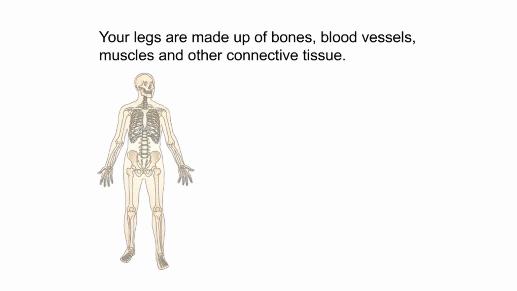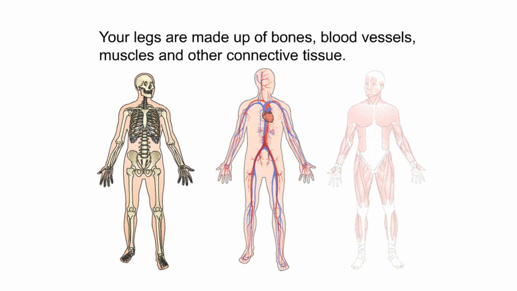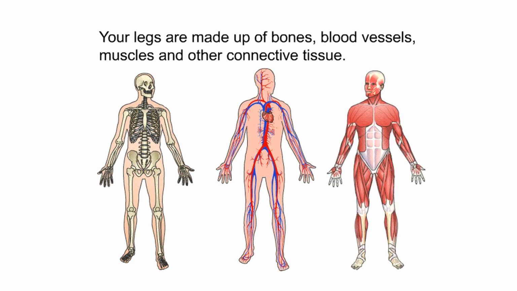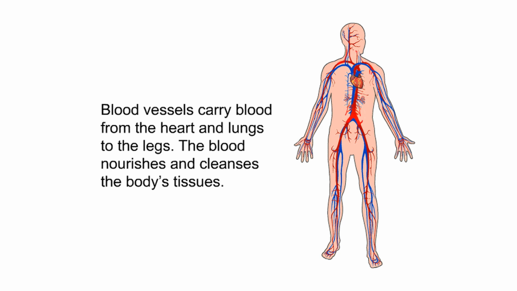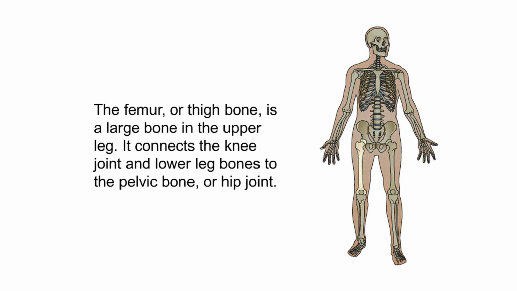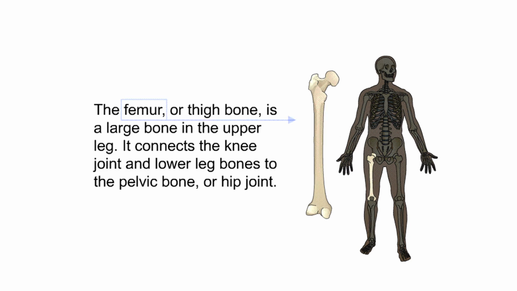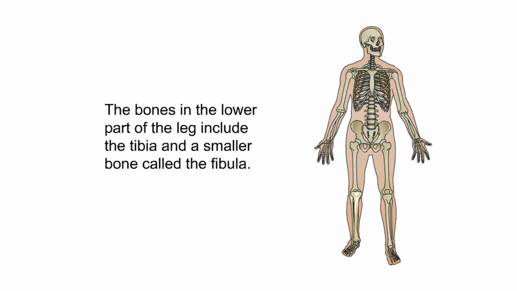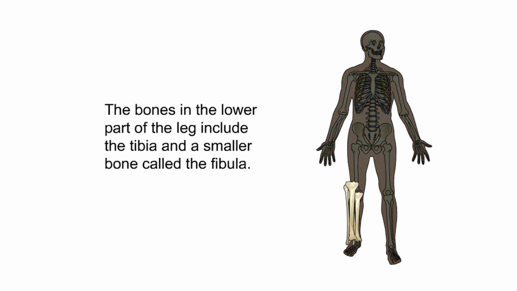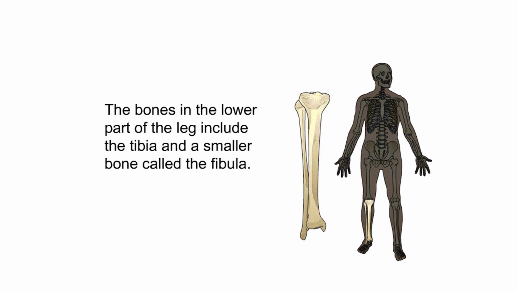Anatomy of the legs. Your legs are made up of bones, blood vessels, muscles, and other connective tissue. Blood vessels carry blood from the heart and lungs to the legs. The blood nourishes and cleanses the body's tissues. The femur, or thigh bone, is a large bone in the upper leg. It connects the knee joint and lower leg bones to the pelvic bone, or hip joint. The bones in the lower part of the leg include the tibia and a smaller bone called the fibula.